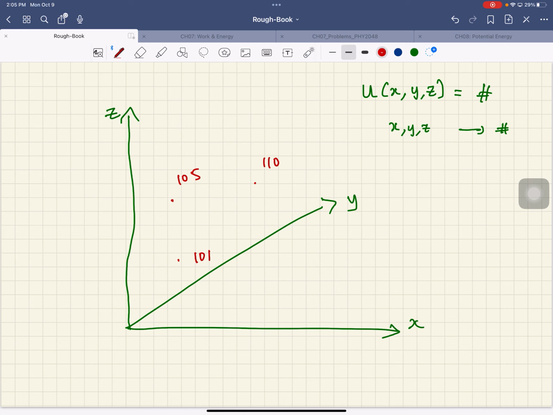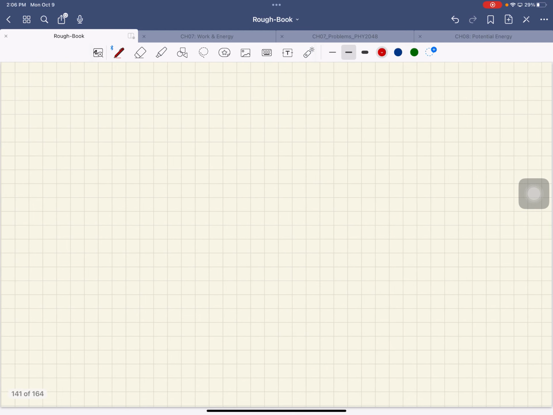Have you guys done partial derivatives? Okay. Do you guys know? So I'm going to make this function up: u of x, y, z equals x squared, y cubed, z to the power 4. Do you know what del u by del x means?